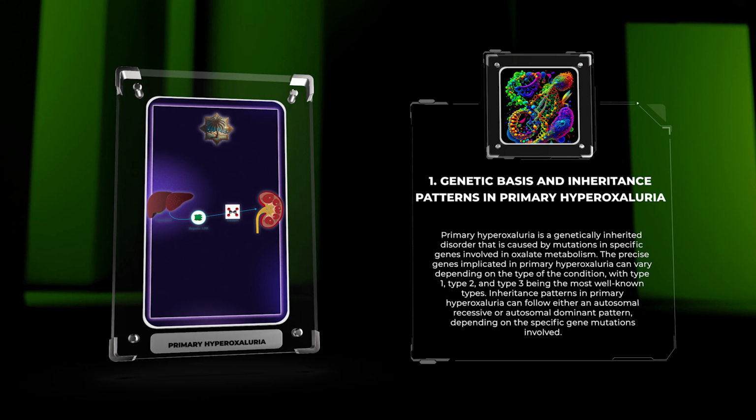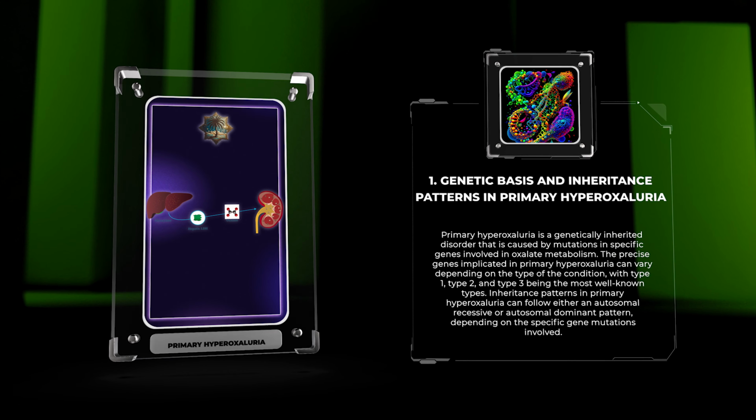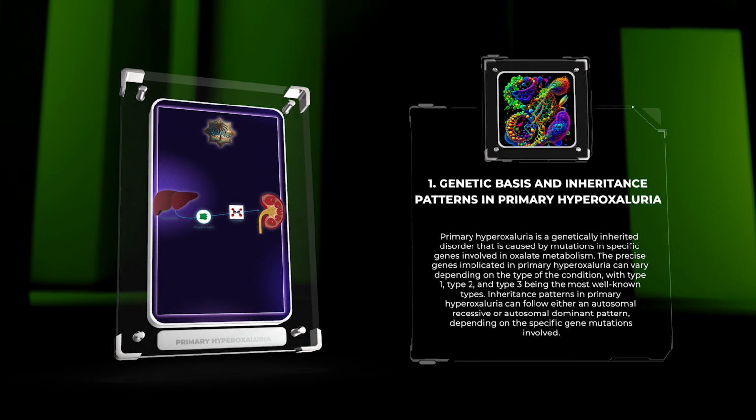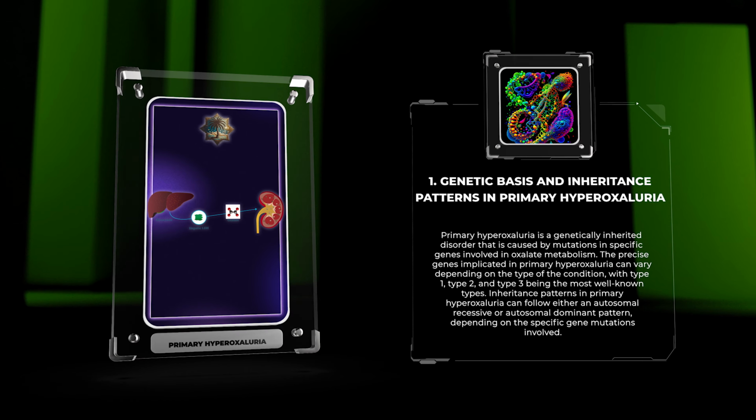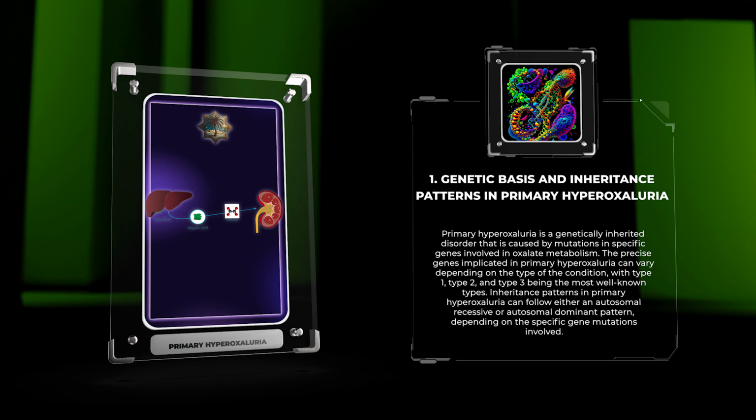The precise genes implicated in primary hyperoxaluria can vary depending on the type of the condition, with type 1, type 2, and type 3 being the most well-known types. Inheritance patterns in primary hyperoxaluria can follow either an autosomal recessive or autosomal dominant pattern, depending on the specific gene mutations involved.